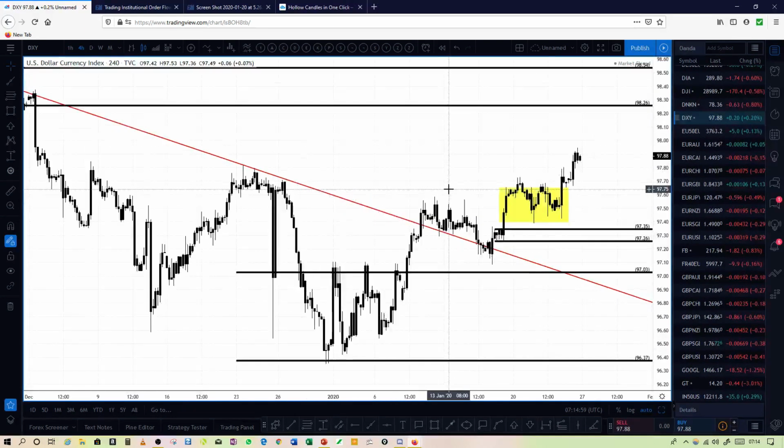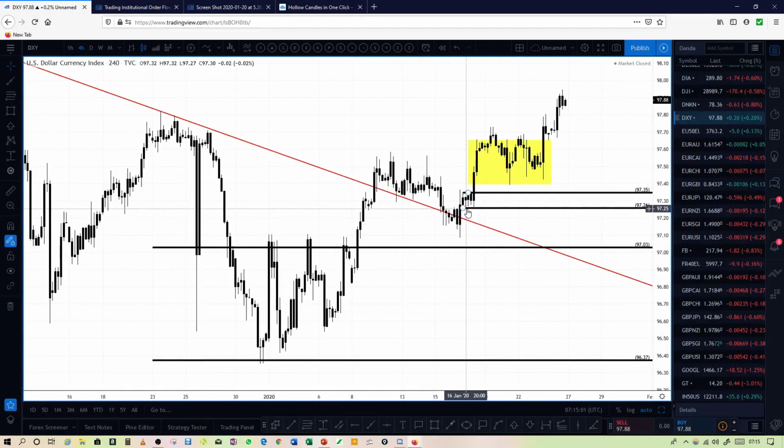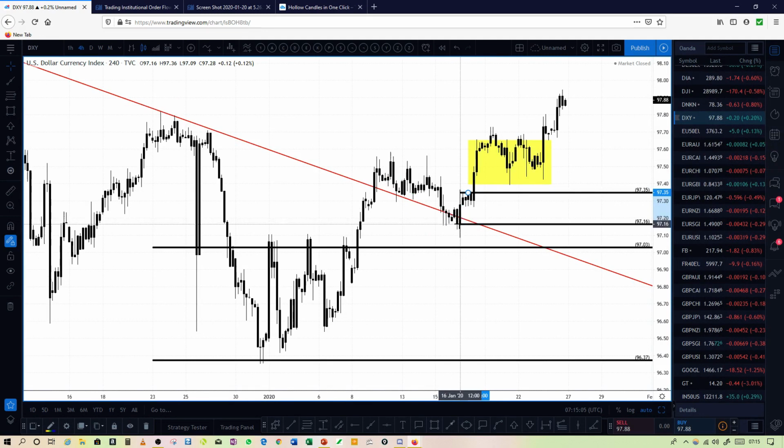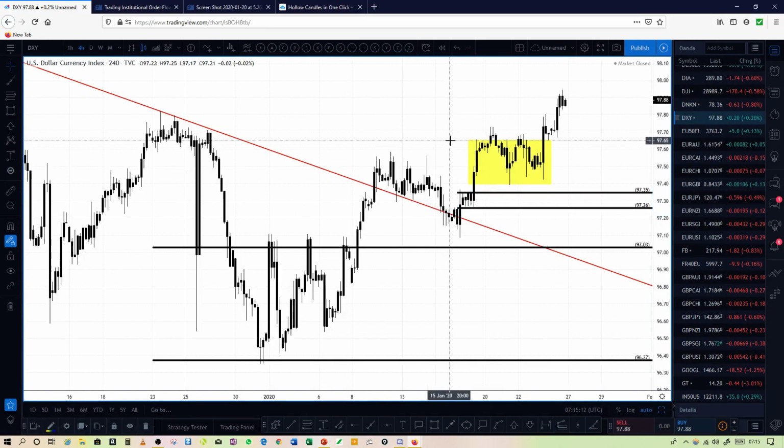If you have the will, you may want to extend this level a little bit, or give yourself a little bit more room in terms of the stop loss. But these are all the little nuances that are useful to be aware of.